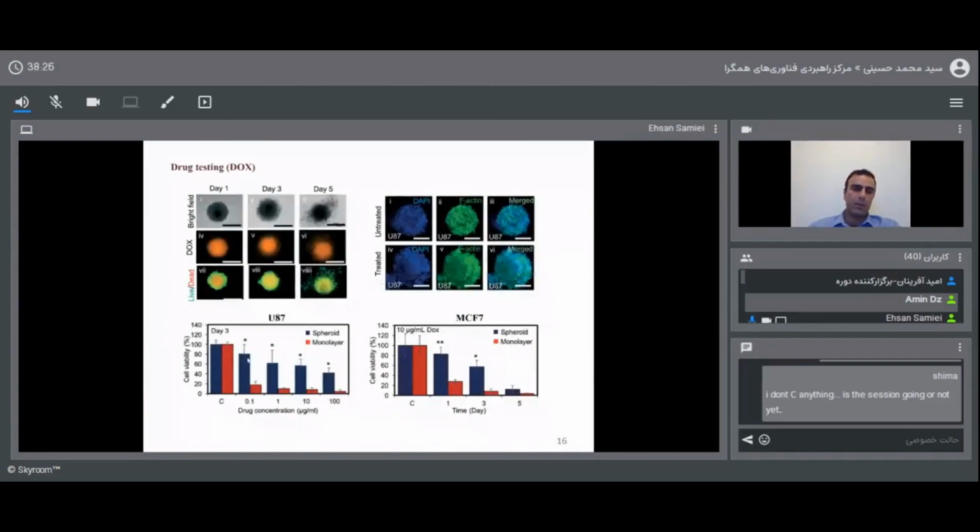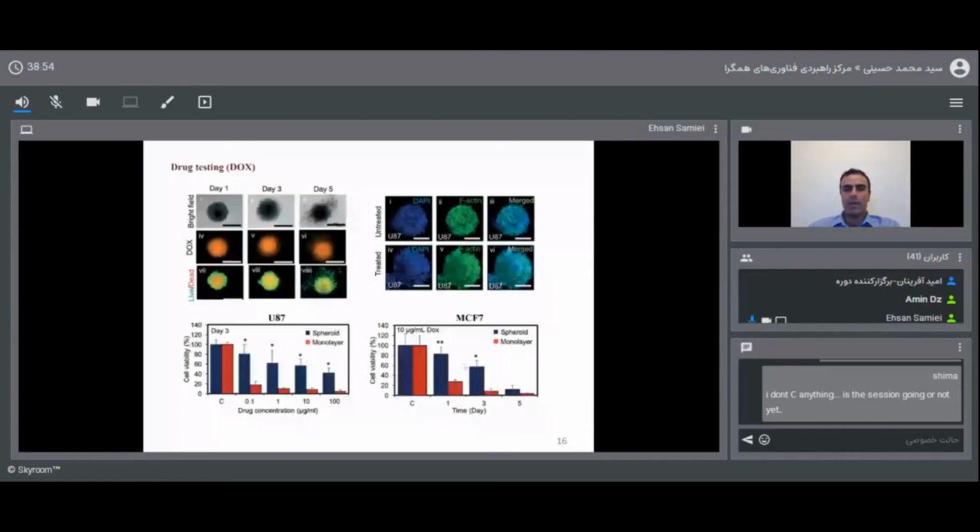Then the viability was studied and compared to the monolayer culture for both cell types, U87, which is a brain cancer cell line, and MCF7, which is a breast cancer cell line. We observed that the viability in the tumor spheroids is significantly higher than in the monolayer culture, which is more physiologically relevant. This was observed for both cell types.